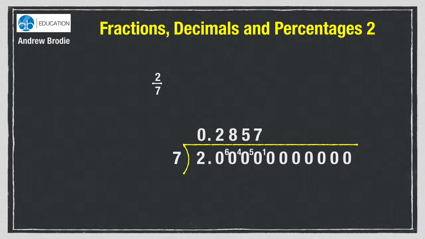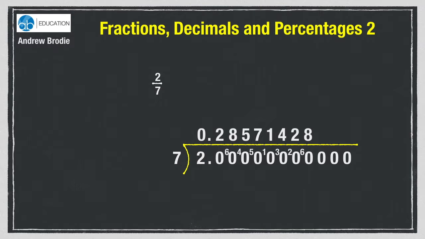There's 1 7 in 10 with 3 left over. 7 into 30 goes 4 times with 2 left over. There are 2 7's in 20 with 6 left over. There are 8 7's in 60. But look, the numbers are repeating. We've already had 2 and 8 on the answer line, and if we continue, the next number will be 5, then 7, then 1, then 4, and 2, and 8, and so on.